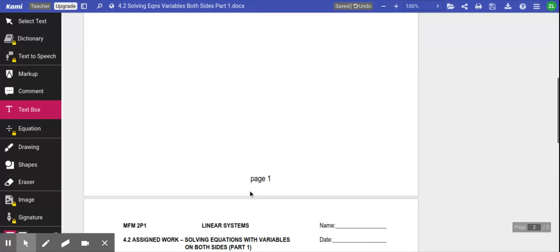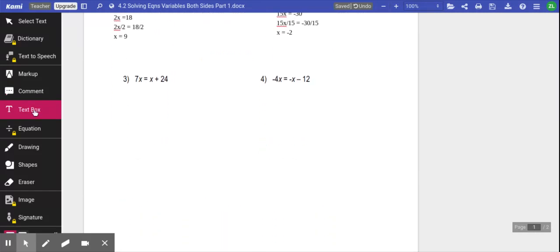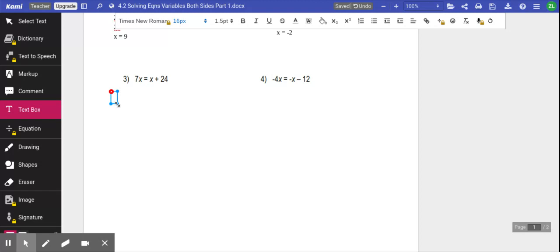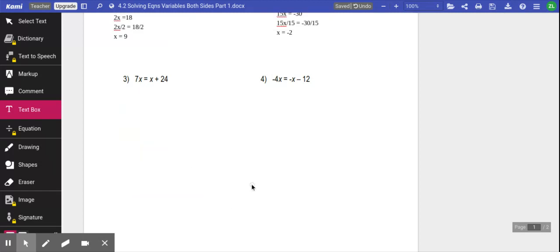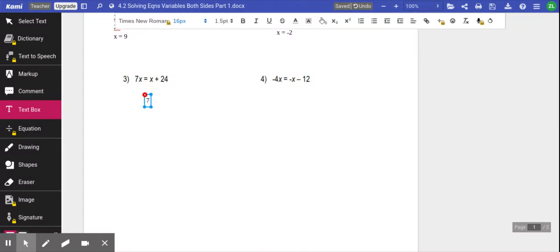If we continue now with this trend, hopefully you're getting the hang of it by now. So 7x equals x plus 24. Once again, if we want to get all the x's to the one side, we'd move over the single x. Since it's positive, it becomes negative x. So 7x minus x is 6x equals 24.